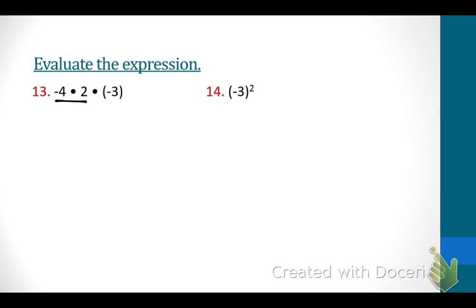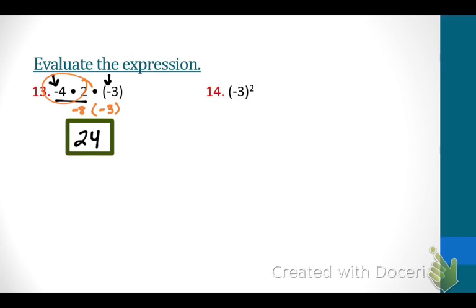Class, what is 8 times 3? 24. Okay, and then we already knew the answer had to be positive because there were 1, 2 negative signs, and that's an even number of negative signs. All right, you also could have done it working from left to right, knowing negative 4 times positive 2 is negative 8, and then you would still be multiplying by negative 3. Either way, you would find out that your answer is positive 24. On to the next one, number 14.